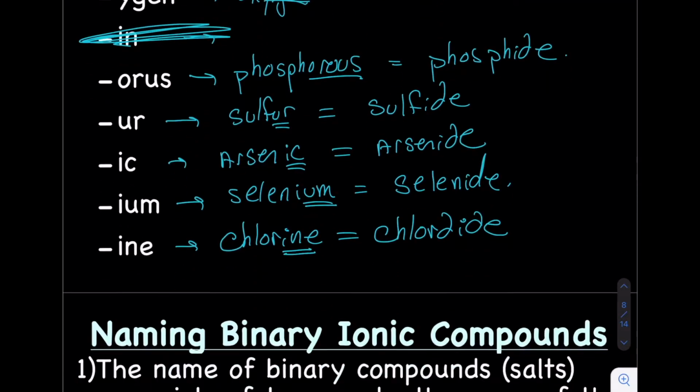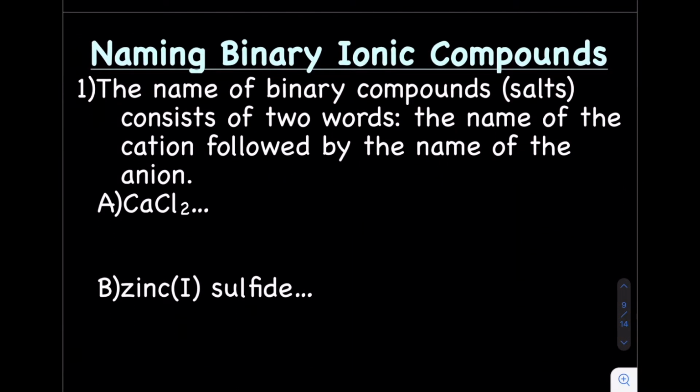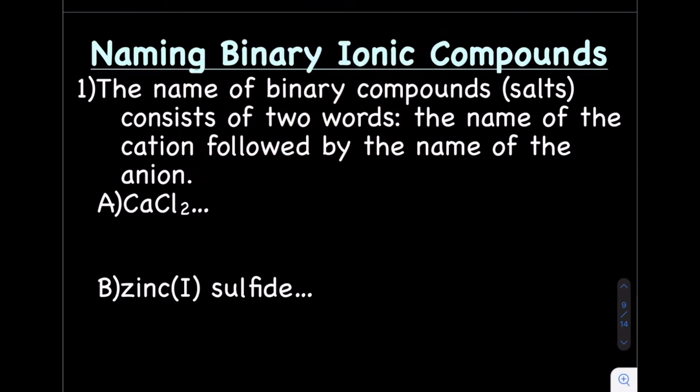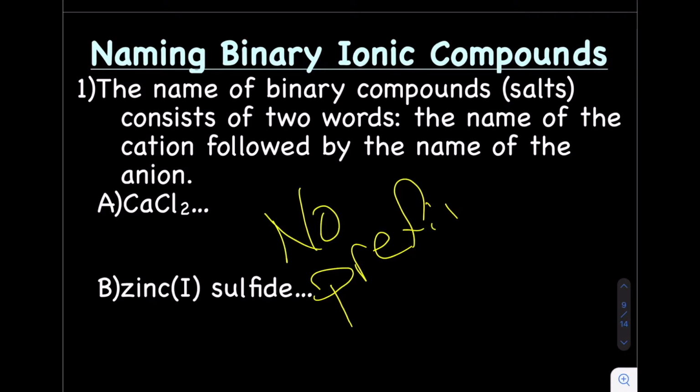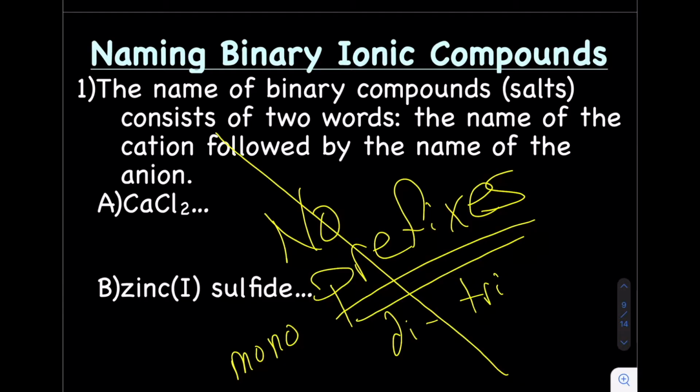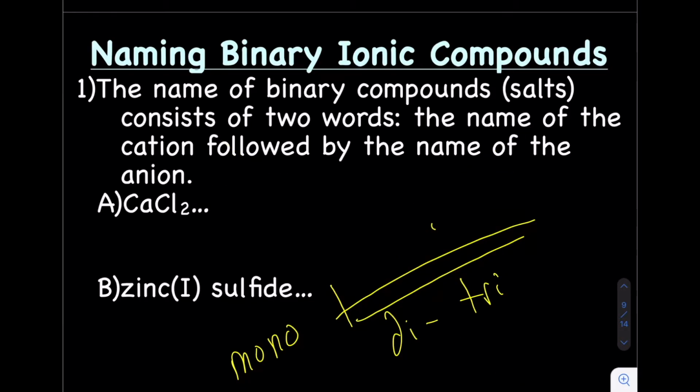All right, so onward. How do we name binary ionic compounds? The name of the binary ionic compound, also known as salts, by the way, consists of two words, the name of the cation followed by the name of the anion. And one thing I want to point out really quickly is we do no prefixes. We never use prefixes like di, tri, mono. Do not use prefixes. No prefixes.